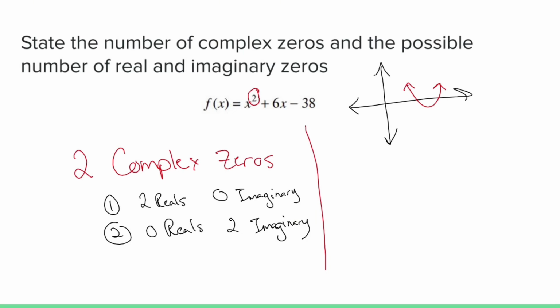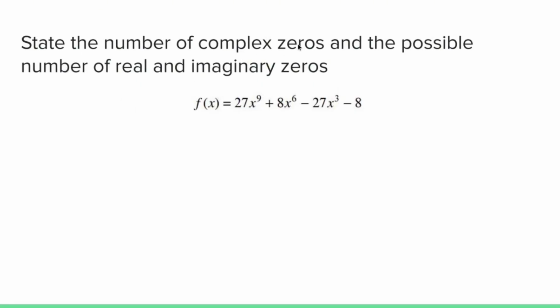Fun stuff. State the number of complex zeros and the possible number of real and imaginary zeros. Now, looking at this, I notice that this is a 9th degree. That's awful. So I'm not going to draw that out or pretend to draw that out. No thanks. But what this tells me is how many complex zeros there are.